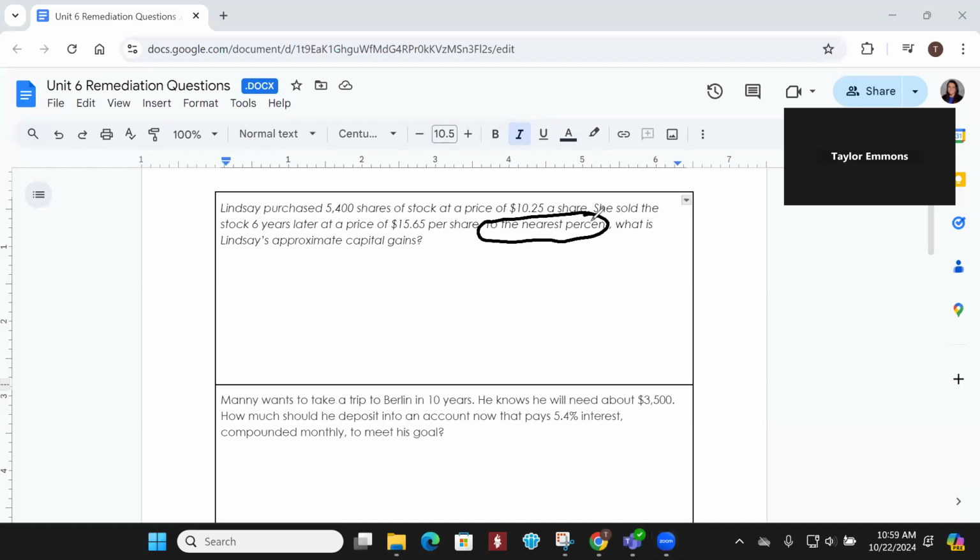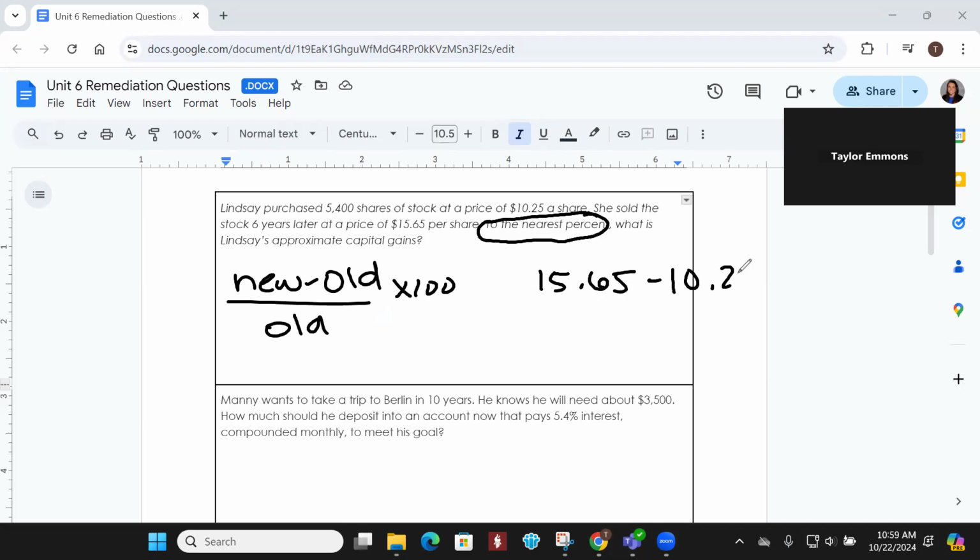So, for the nearest percent, we're going to use the whole new minus old formula. So, this is going to be 15.65 minus 10.25, divided by 10.25, multiplied by 100. Okay, so you're finding the difference between the new and the old, right? So when you do this, that's going to give me 53%.